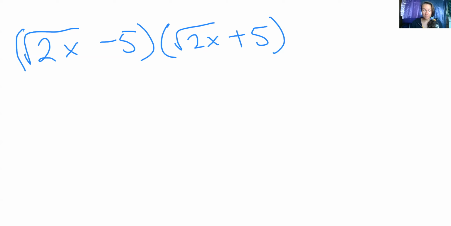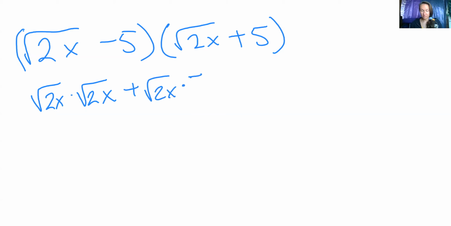We're going to have root 2 times root 2, sorry, root 2x times root 2x. That's our first terms. We're going to have the root 2x times 5. Those are our outside terms. And then we're going to have the negative 5 times the root 2x. Those are our inside terms. And then we're going to have the negative 5 times 5. Those are our last terms.